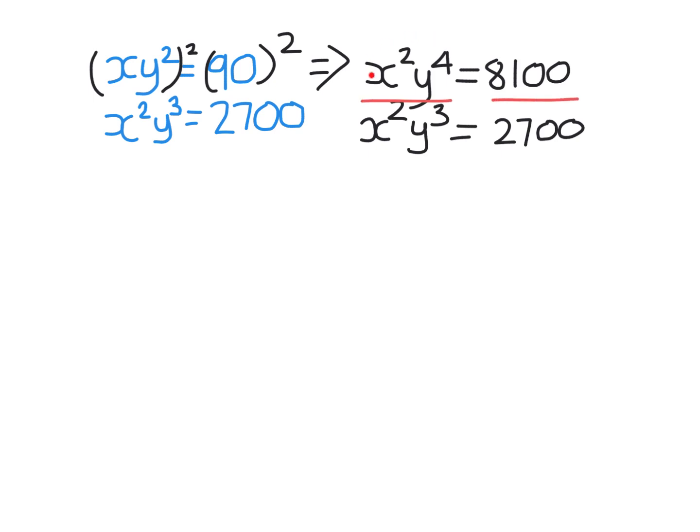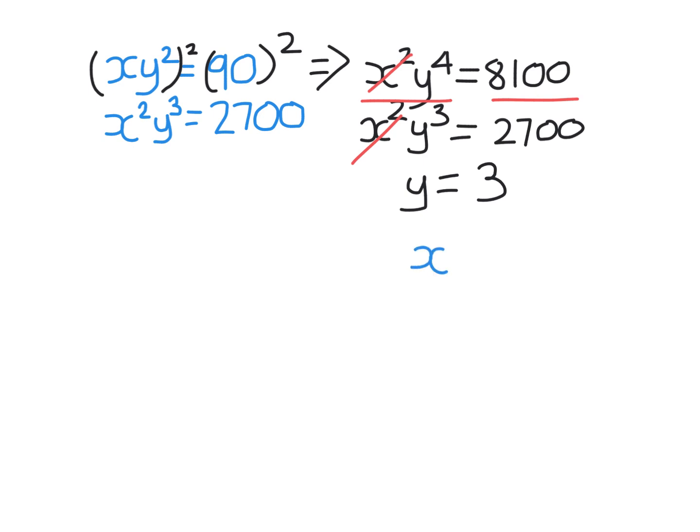So if I divide this expression by this, the x squareds cancel out. Now y to the power of 4 divided by y cubed gives me y. 8100 divided by 2700 is 3. So I've found y, but I'm not done. I need to find x. I can substitute it into any of these equations. The very first equation up here is probably easiest.